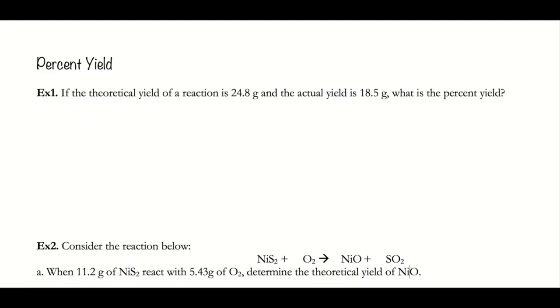And so there are two major terms that we need to discuss in order to understand percent yield. The first is theoretical yield. Now, theoretical yield is the amount of product that you predict should be formed using calculations. So exactly what we did in the last two sections. When you calculate, given a certain amount of reactant, how much product should be formed, that value is your theoretical yield.